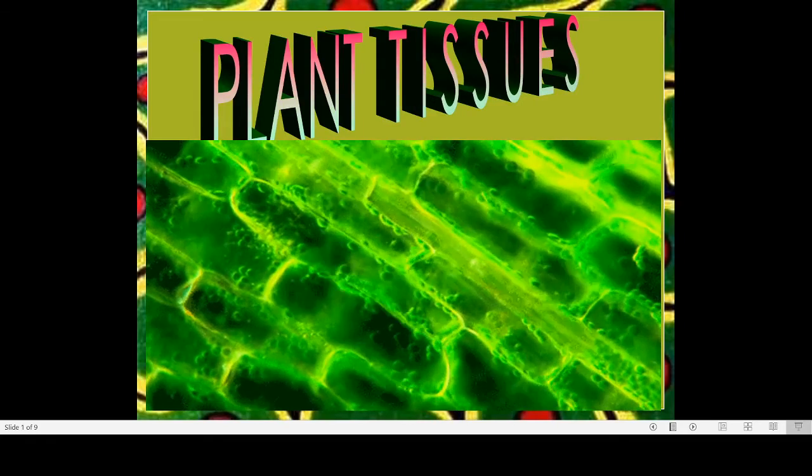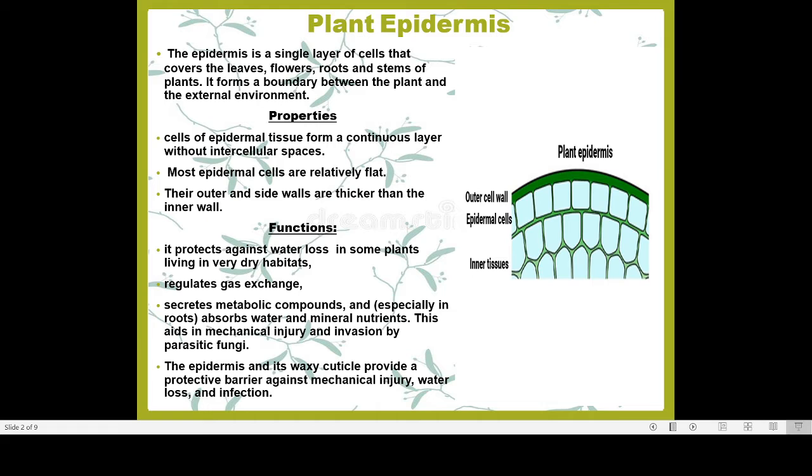Children, have you ever wondered how gaseous exchange and transpiration occur in plants? To know the answer, let us see the session of plant tissue with plant epidermis. So epidermis is the outermost covering of leaves, flowers, roots and stem of a plant, which forms a boundary between the plant and the external environment.